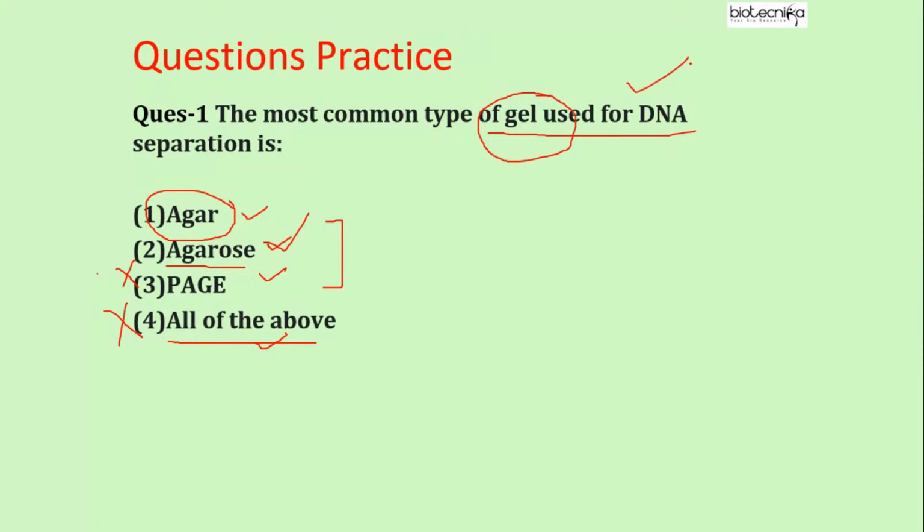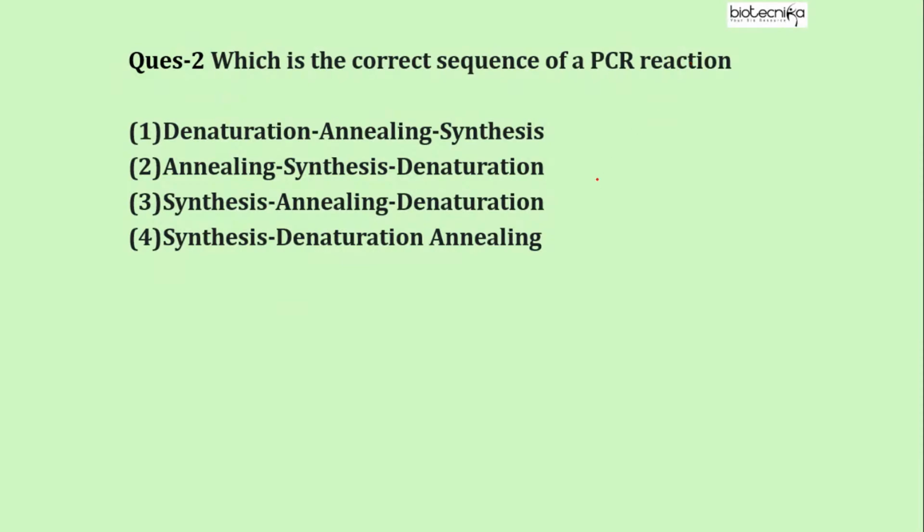So now we'll move to the next question. What is the correct sequence of a PCR reaction or amplification of DNA? I've explained to you the three processes of PCR: first, second, third. And here you have to select the correct sequence of the method in which the PCR reaction, that is polymerase chain reaction, is followed.